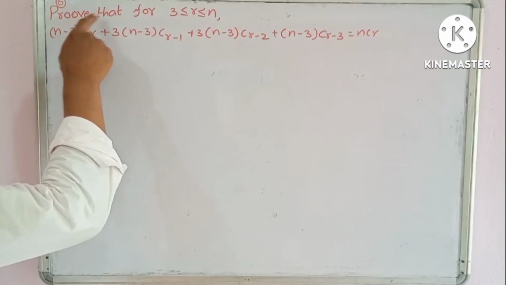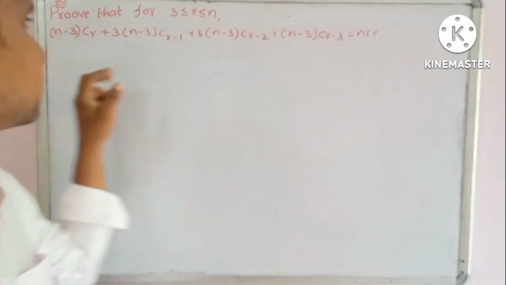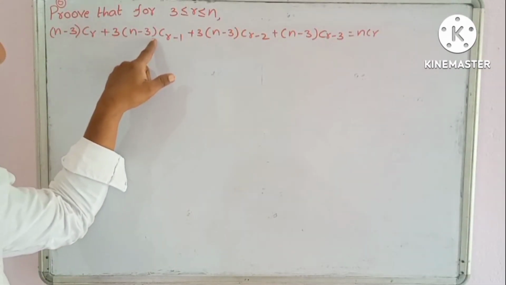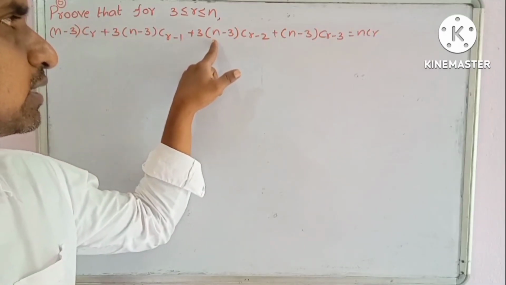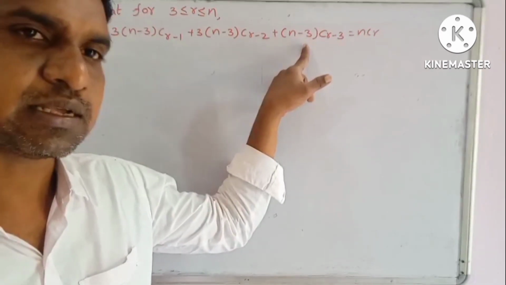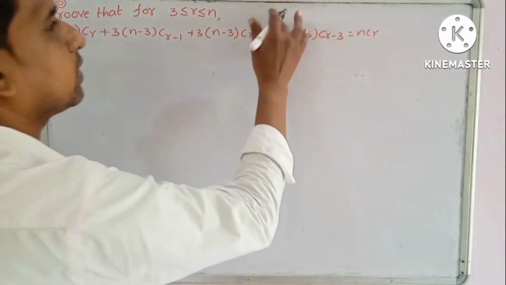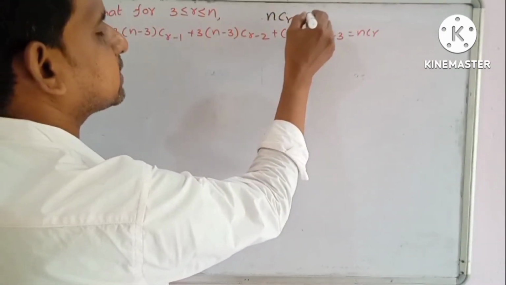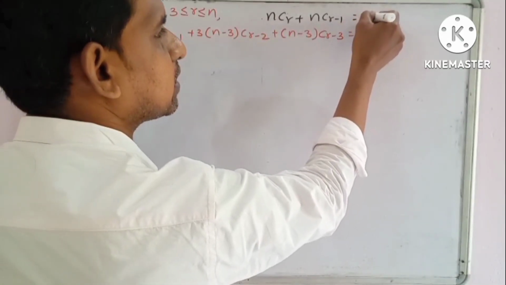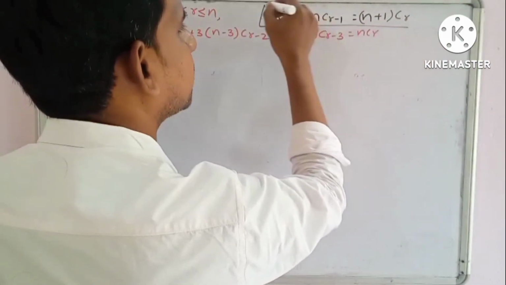Problem 6. Prove that for 3 less than or equal to r less than or equal to n minus 3, (n minus 3)Cr plus 3 into (n minus 3)C(r minus 1) plus 3 into (n minus 3)C(r minus 2) plus (n minus 3)C(r minus 3) equals nCr. Okay, we know the formula nCr plus nC(r minus 1). What is the formula? It is (n plus 1)Cr. Remember this formula.